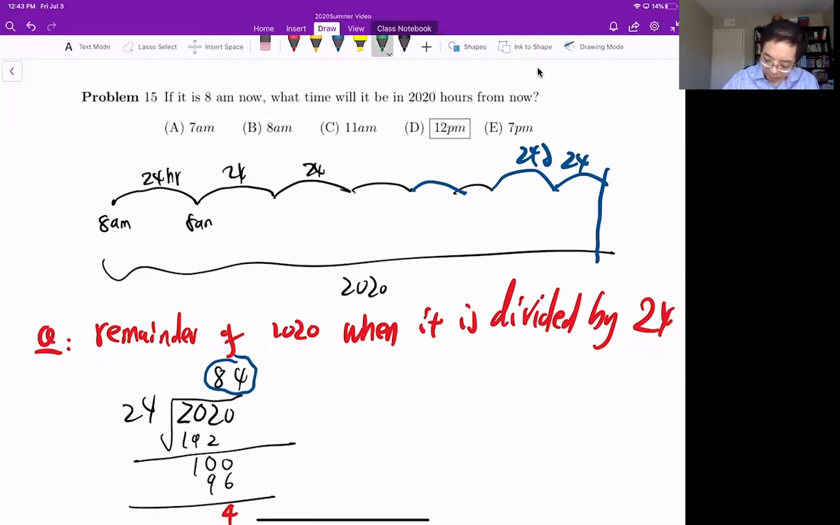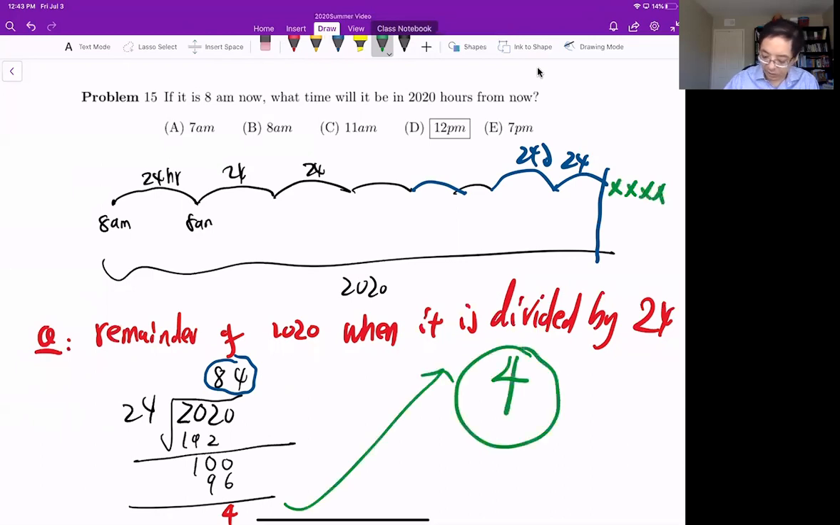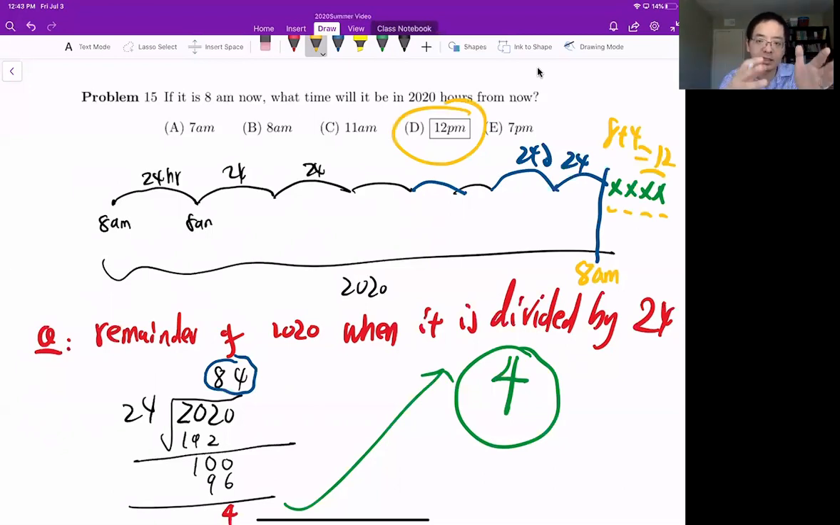So here we have a remainder of 4. All right, so that means this cutoff is again 8 a.m., because you have those complete cycles of 24 hours, and then you add 4 extra hours. That's the remainder. So it's 8 plus 4, which is 12. So that is 12 p.m. This problem, as I said, is basically a way to ask what the remainder of 2020 is when divided by 24.